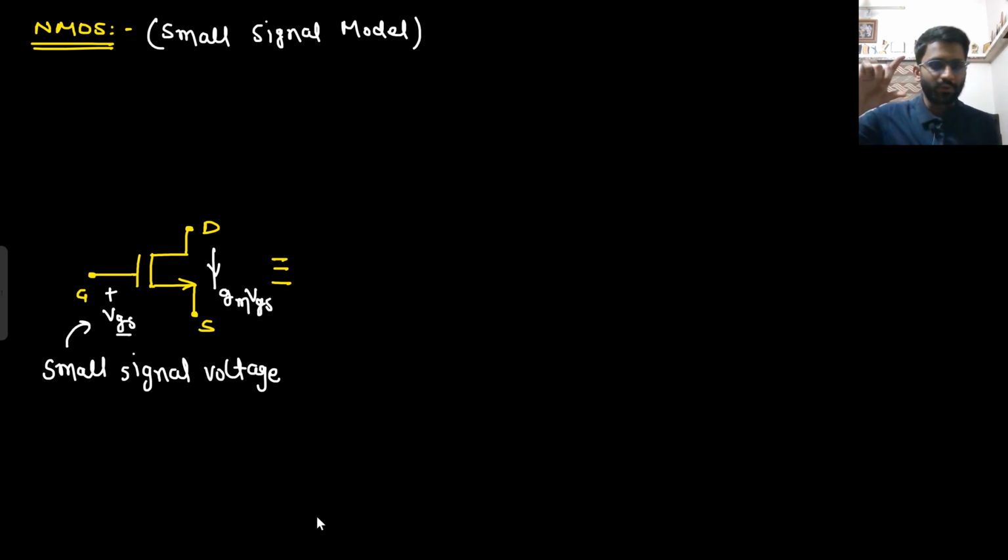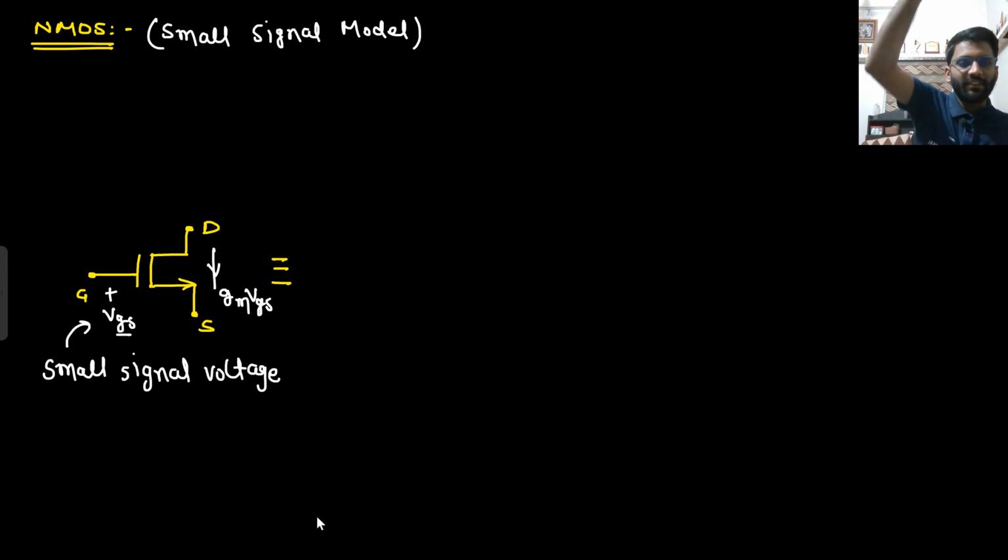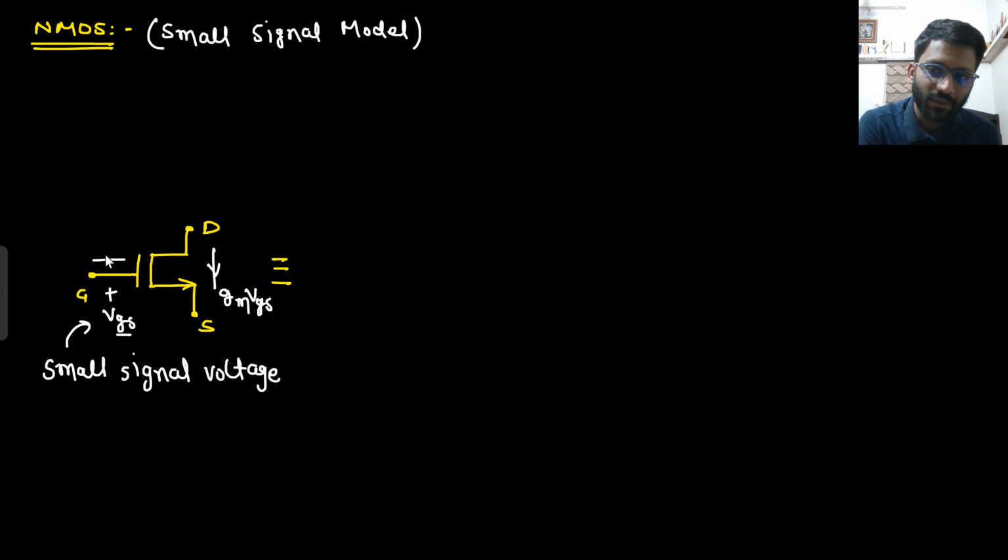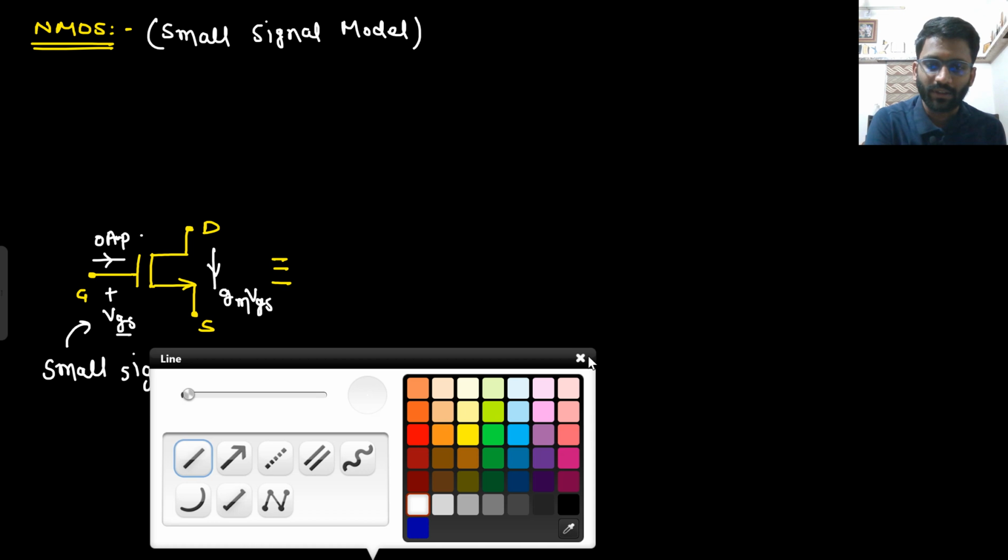So this is what we are going to show. If you apply a small signal voltage VGS between gate to source, there will be a GM-VGS current flowing from drain to source. Say yes or no. And the gate current will certainly be 0, because I have told you gate current is always 0 ampere. So this is what we need to show, and this is how we show it.